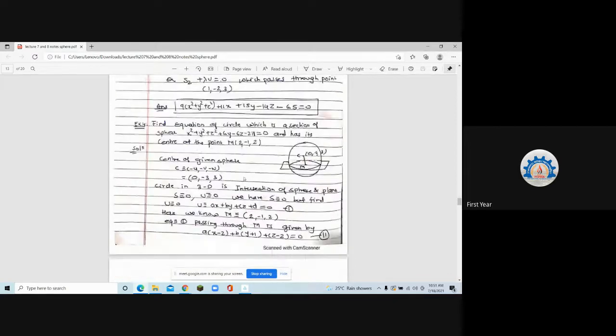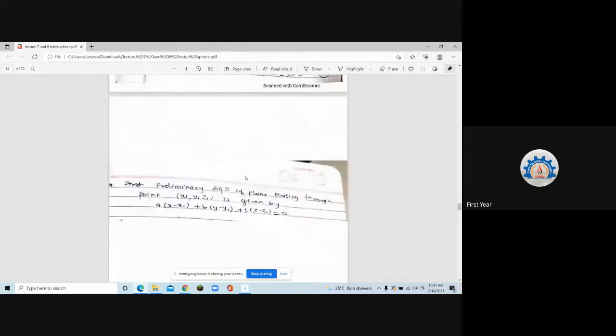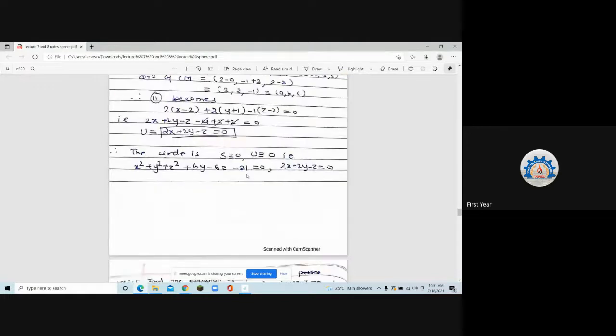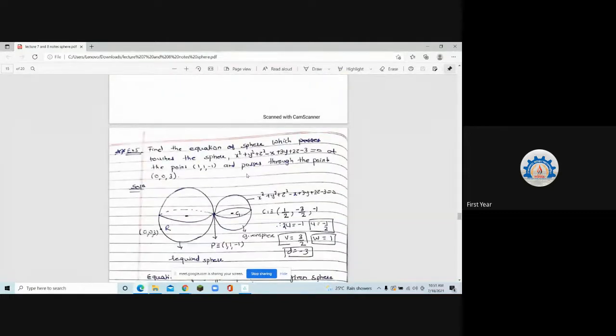Let us try to find the equation of circle. No, I don't want circle questions. I want sphere questions first. Find the equation of the sphere which touches the sphere at a point and passes through a point. Just see here, this is the second type of question. Find the equation of the sphere which touches a given sphere at the point (1, 1, −1) and passes through the point (0, 0, 3). Here you are not given a plane, you are not given two spheres. Can you see from the diagram?